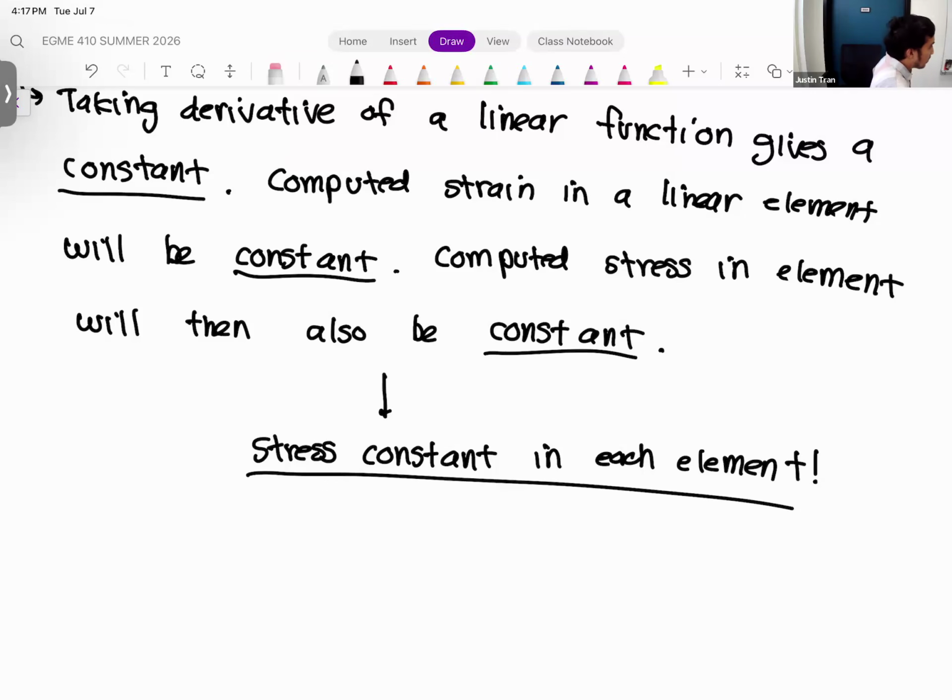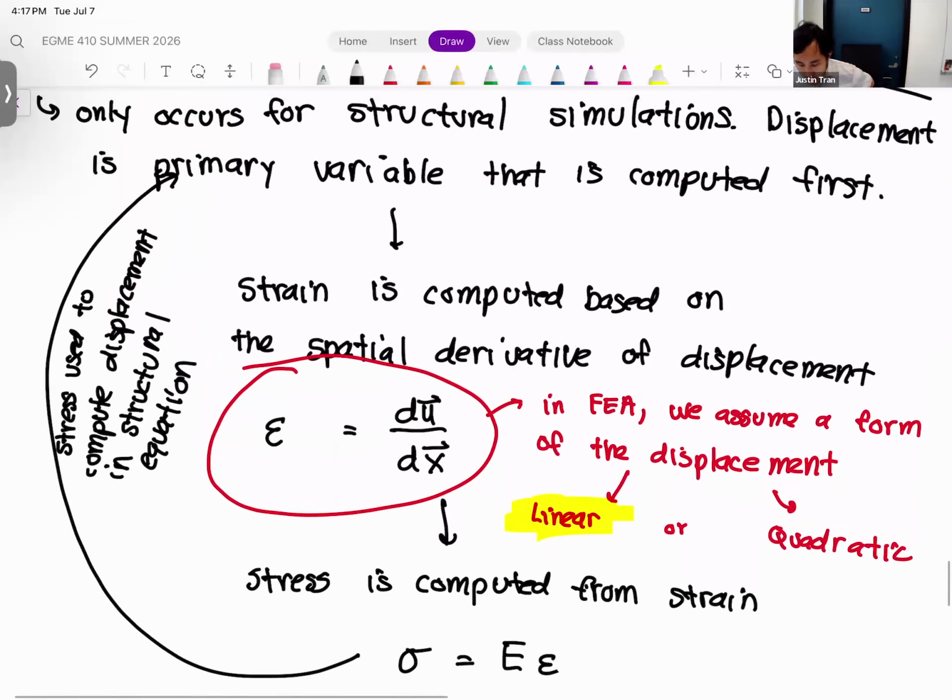Which by itself is not a bad thing, but think about how our structural equation works, where the stress is computed and used to compute the displacements. When you have elements that have constant stress, you're not going to see a difference in stress from one end of the element to the other. And when you have a state of constant stress, you don't really get any deformations within that element because there are no differences in stress. So the deformations that you compute end up being much, much smaller than what they should be.